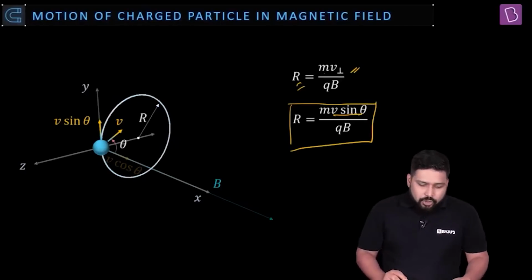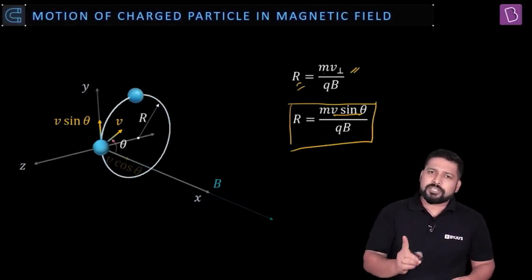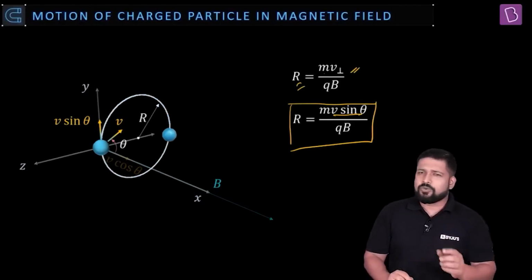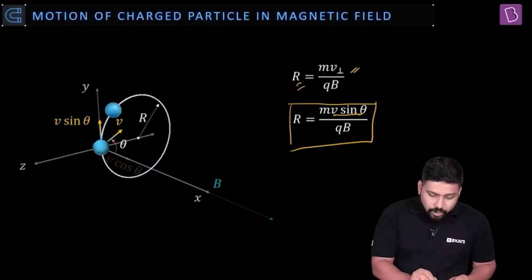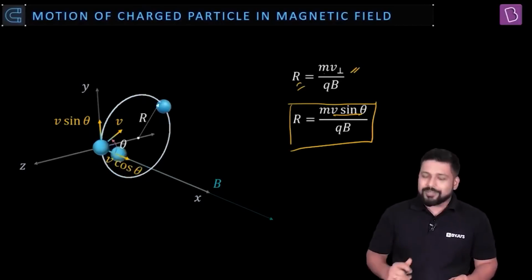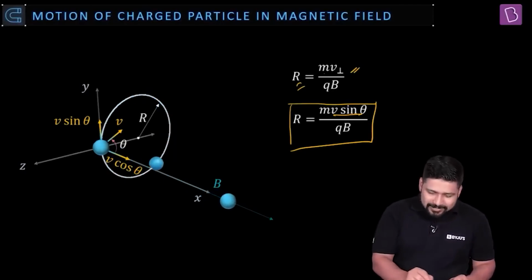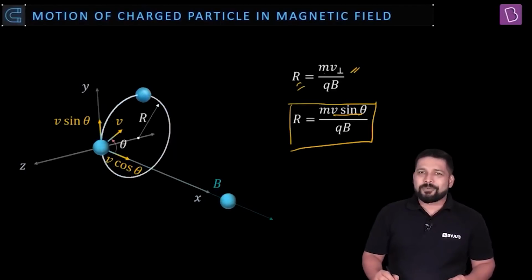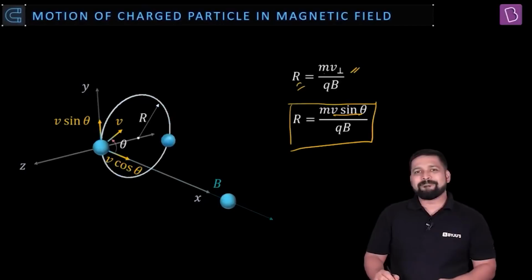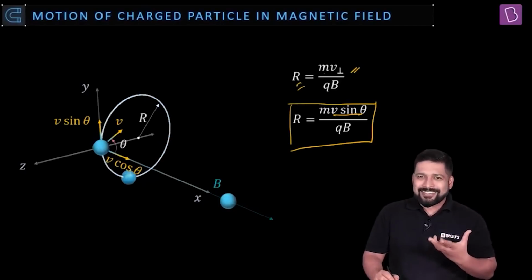So had this been only perpendicular, if the velocity had been perpendicular to the magnetic field, it would have just moved in a circle. But it has got one more component, isn't it? There is one more component because of which it also has to move forward, like this. Because on this horizontal component, the component which is along the magnetic field, there is no force.